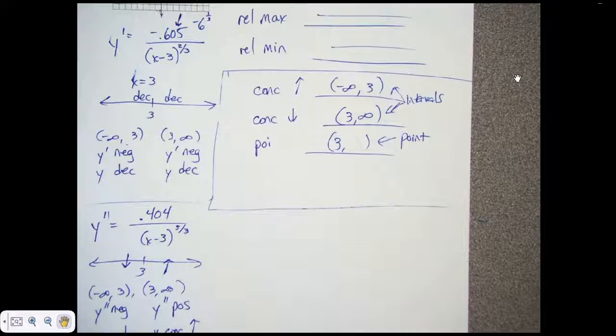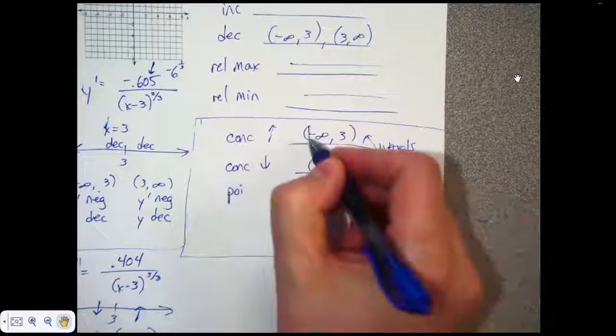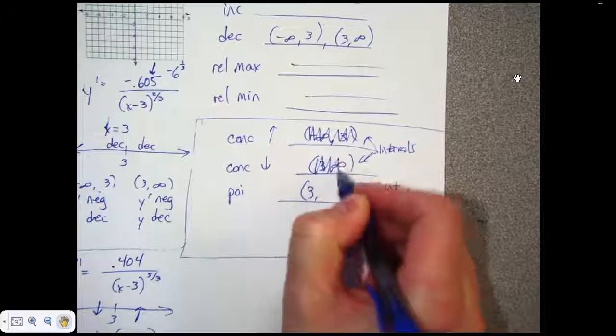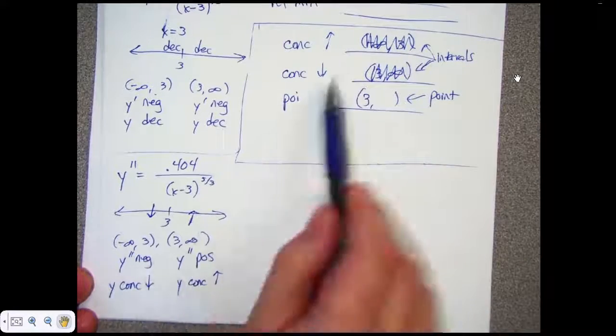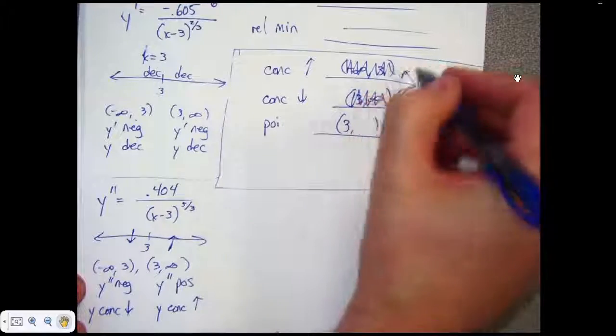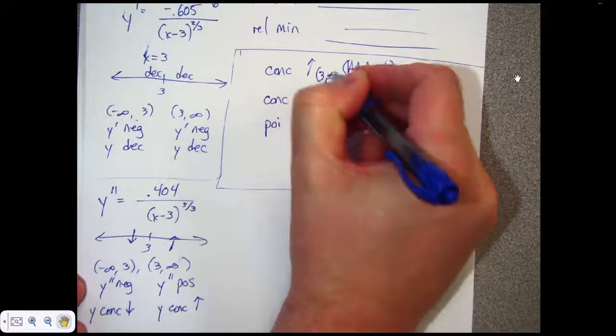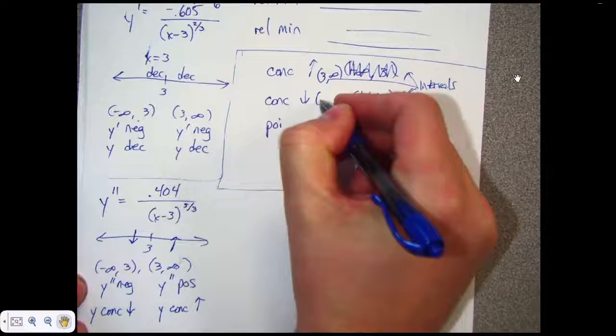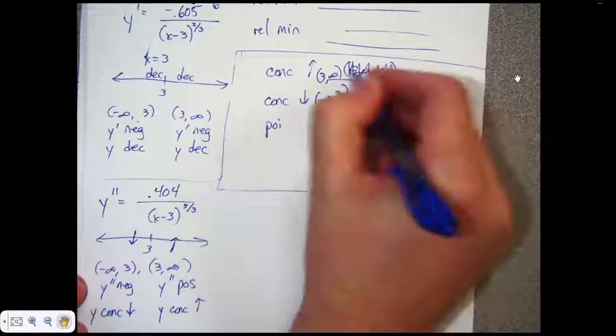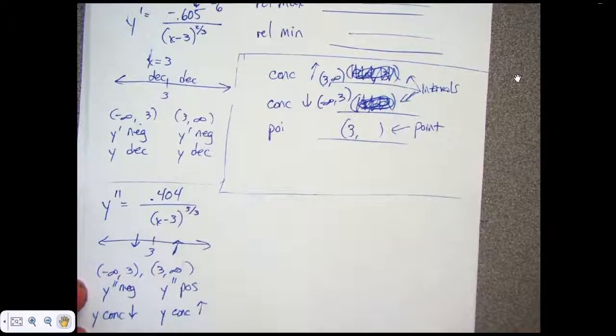Did I do it backwards? Oh, yeah. Man. So my work here is right. I just put it in the wrong spots. Concave up is 3 to infinity. Concave down is negative infinity to 3.